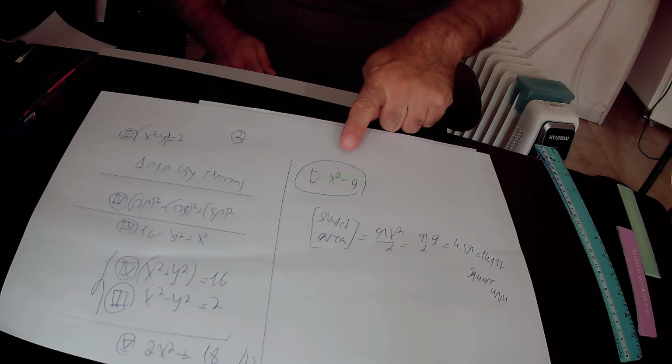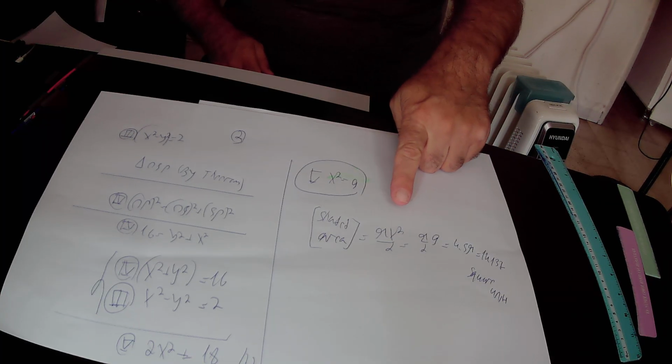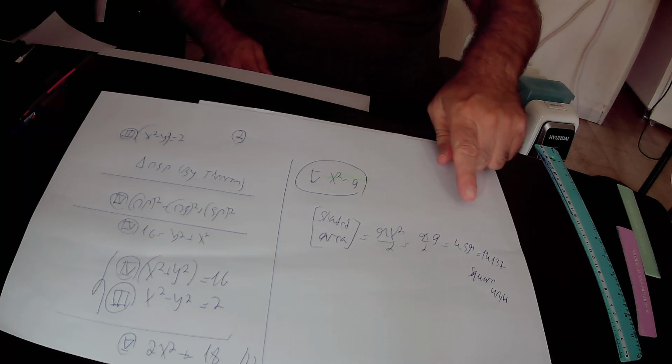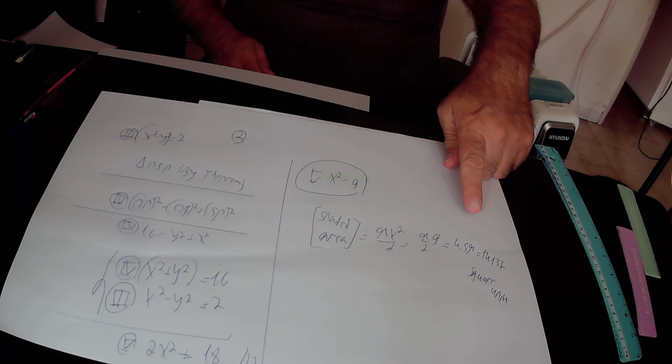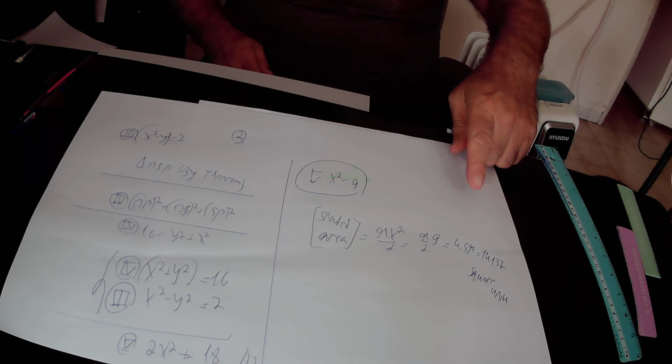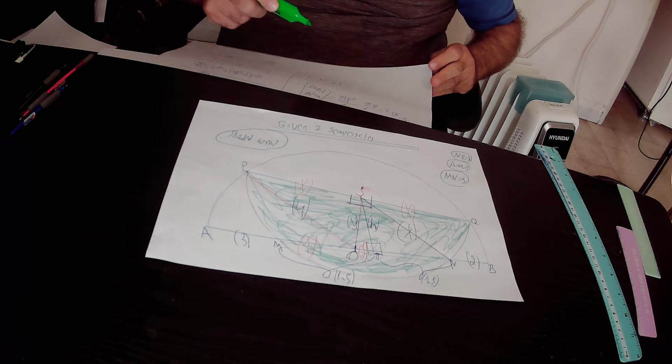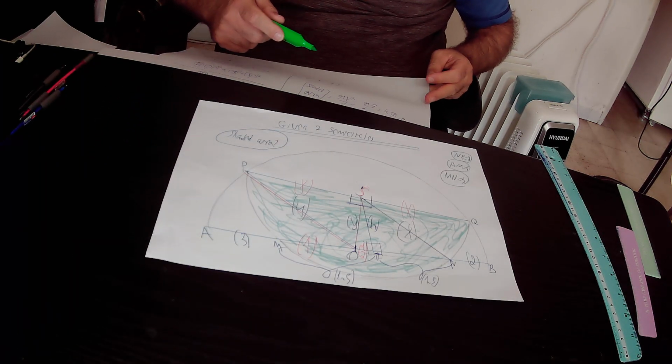We found that x squared equals 9, so we substitute x squared by 9 and find that the value of the shaded area equals 9 pi over 2, that is 4.5 pi square units in size. After calculating the numbers, the value of this shaded area is equal to 14.137 square units in size.